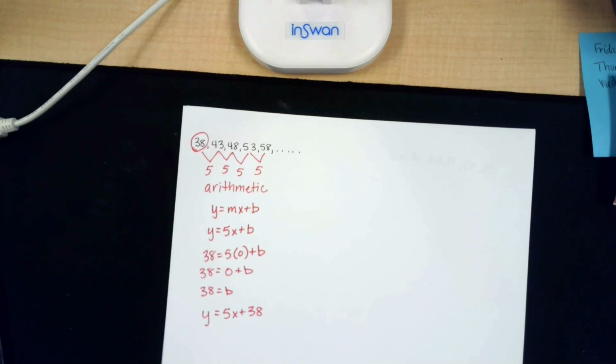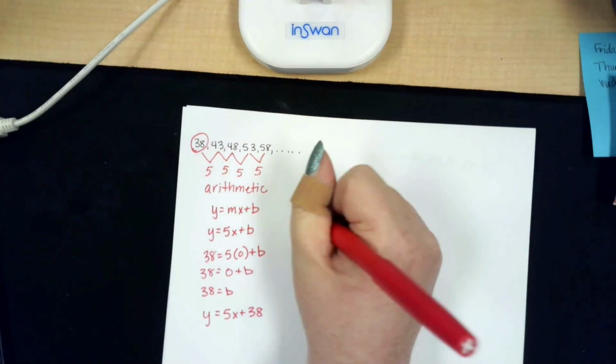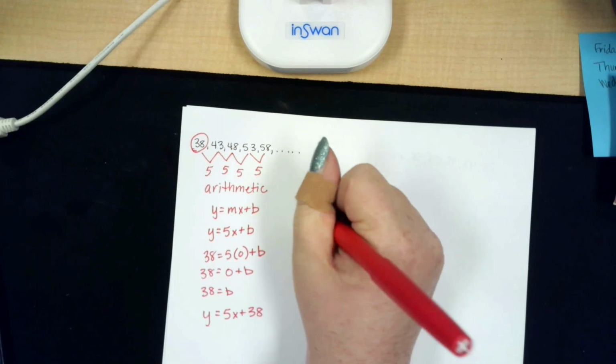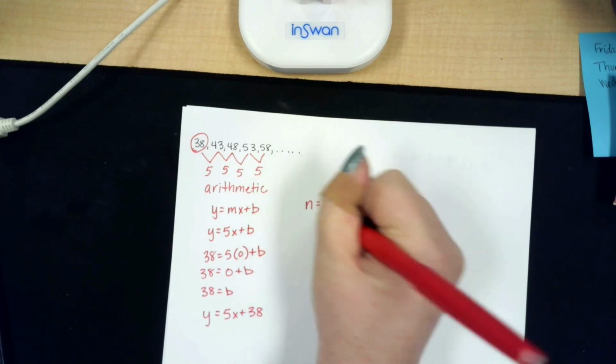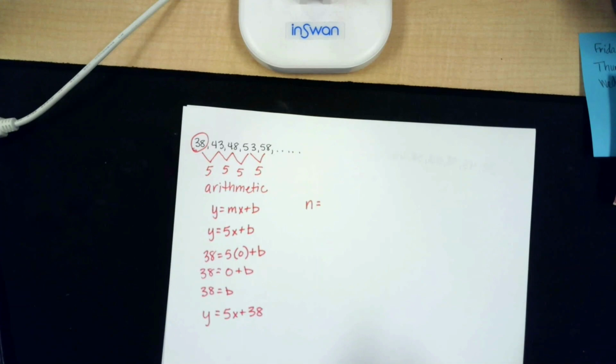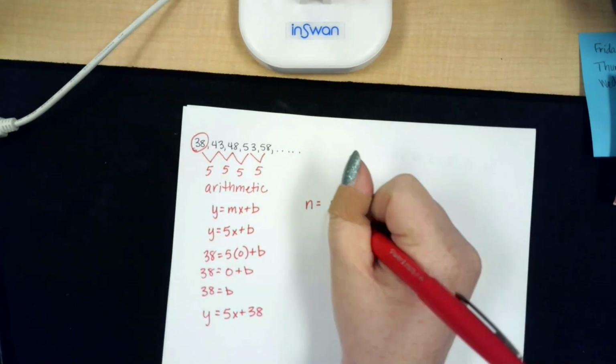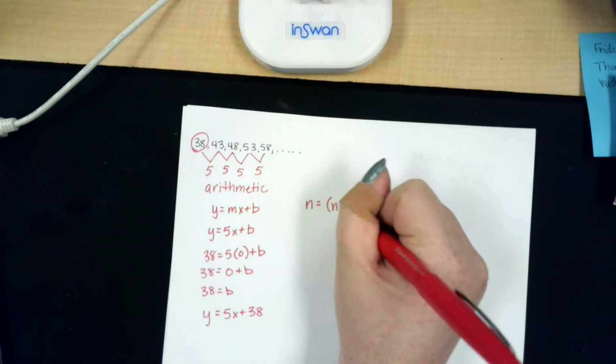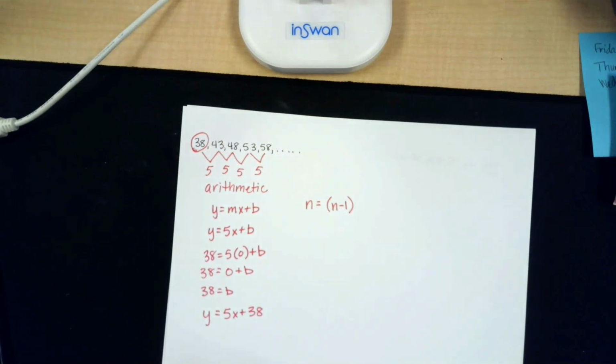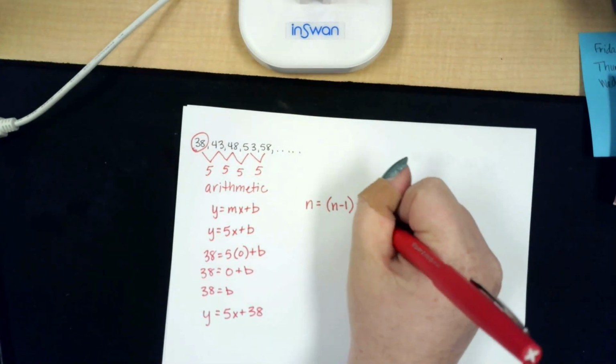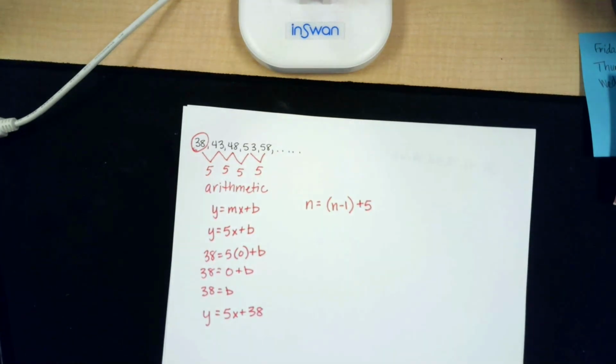Okay? Now, for our recursive formula, all you're doing is telling me if I am looking for the nth term, how do I do that? And you're going to use the term before it. So you're going to tell me to take the n minus 1 term, and in this case, we're adding 5. That is my recursive formula. So now we have our explicit and our recursive formula.